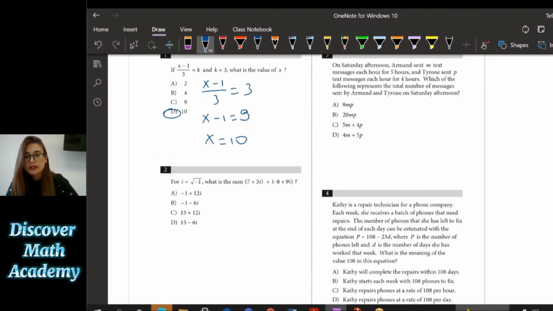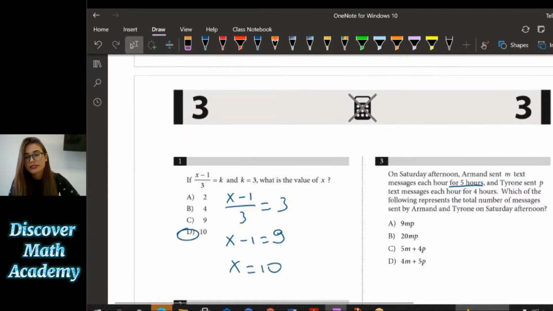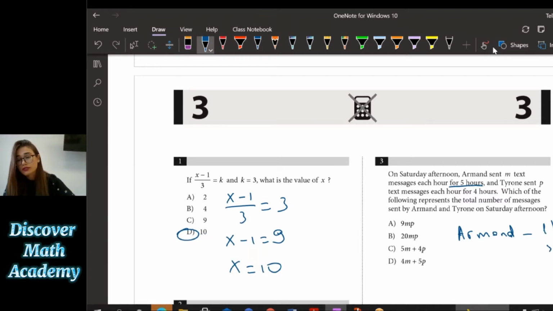Question 3. On Saturday afternoon, Arman sent M text messages each hour for 5 hours. Okay, for each hour, he sent M text messages. Let's write Arman. Each hour means for 1 hour, he sent M. Each hour for 5 hours, it means that for 5 hours, it's gonna be 5M.